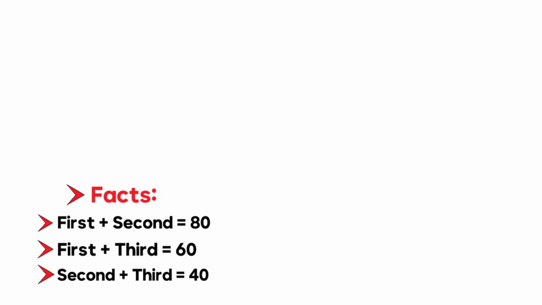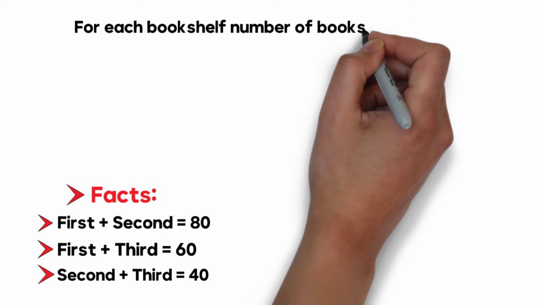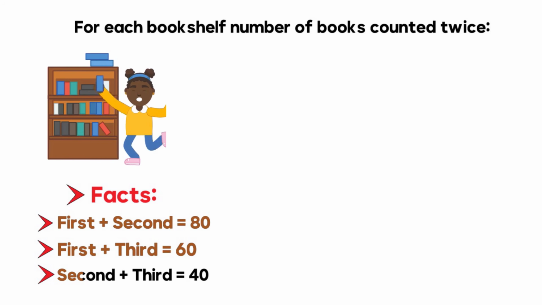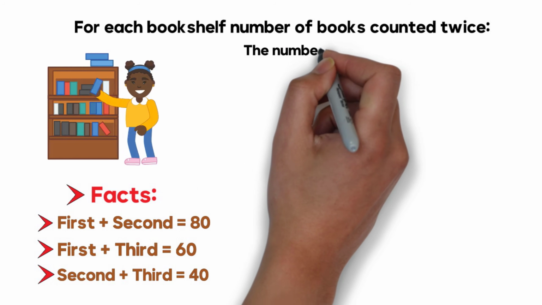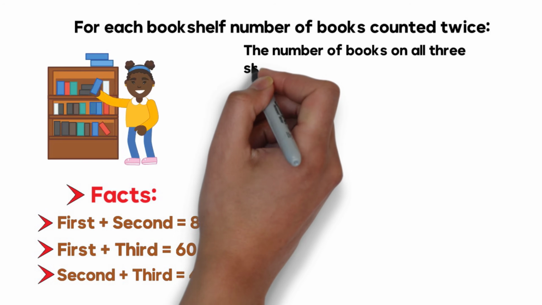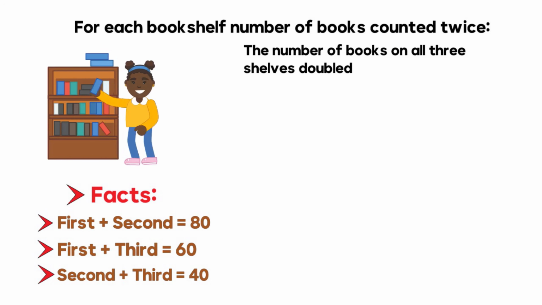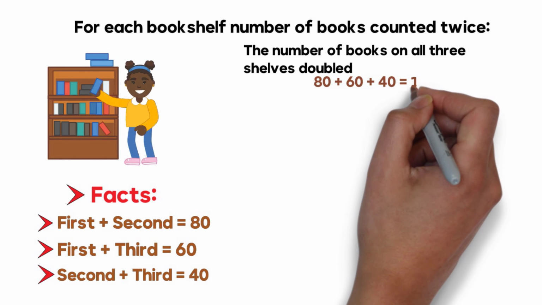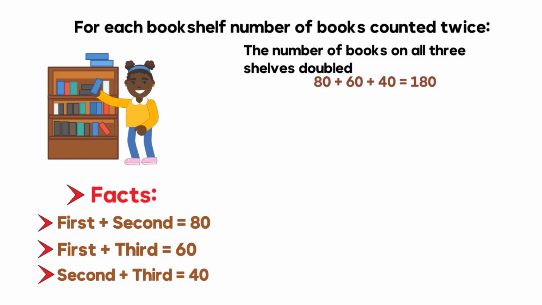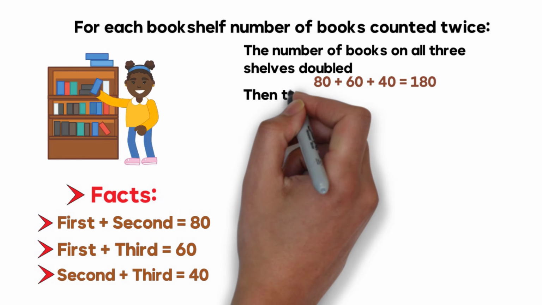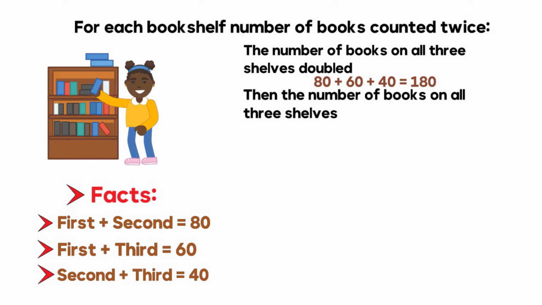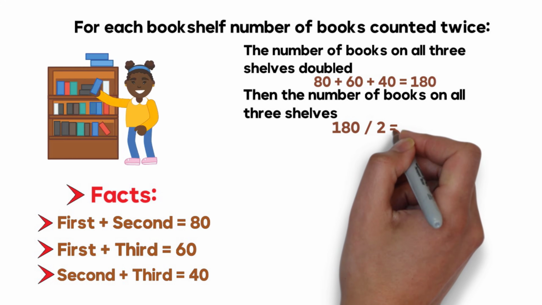And what's interesting about these facts is that each bookshelf is presented here twice. First is twice, second is twice, and then the third bookshelf also appears in these calculations twice. So what we can do here, we can calculate the doubled number of books on all 3 bookshelves. We can do it by adding up 80 plus 60 plus 40, and the result will be equal to 180. Because 180 is the double number of books, we can calculate just the total of books on all 3 shelves by dividing 180 by 2, and the result is 90.